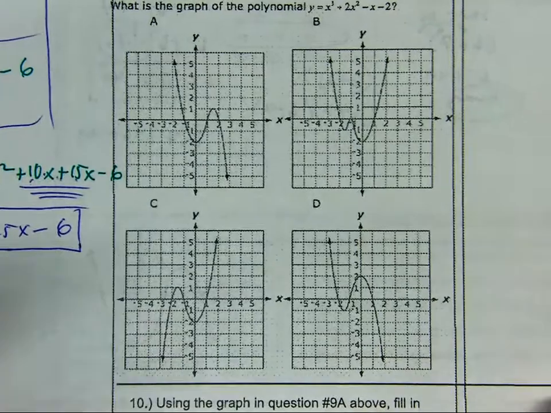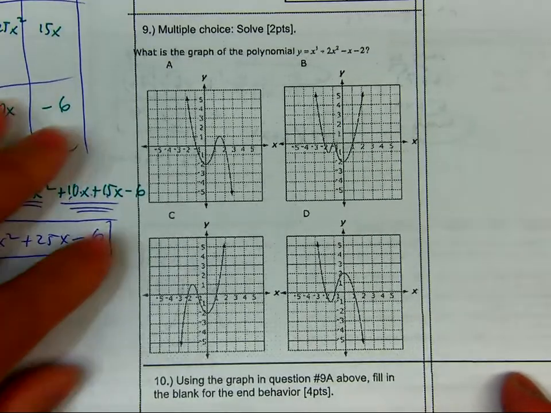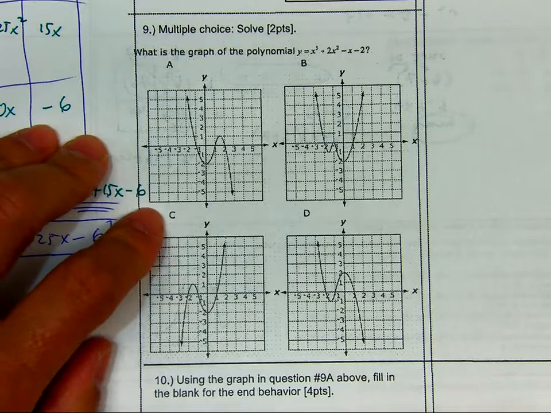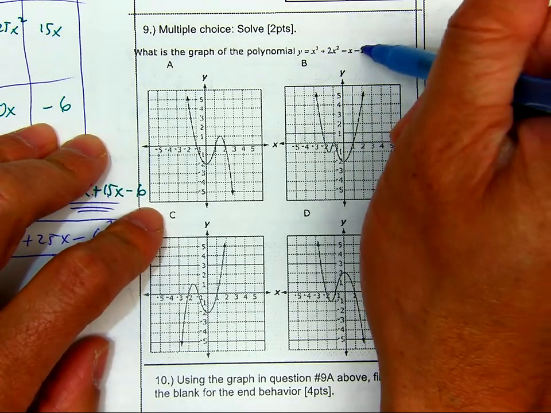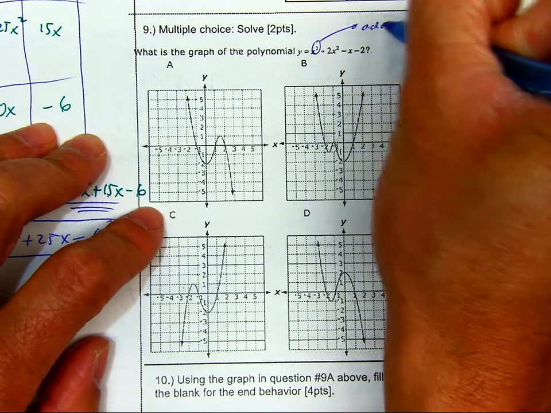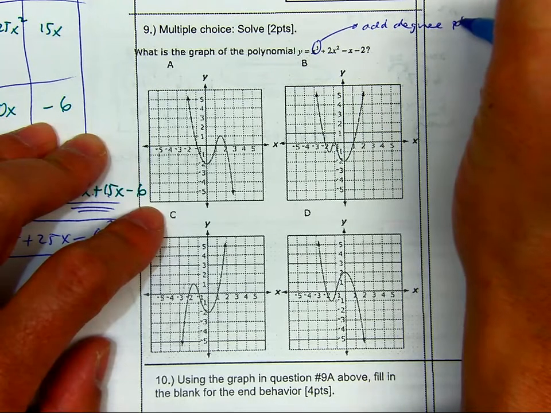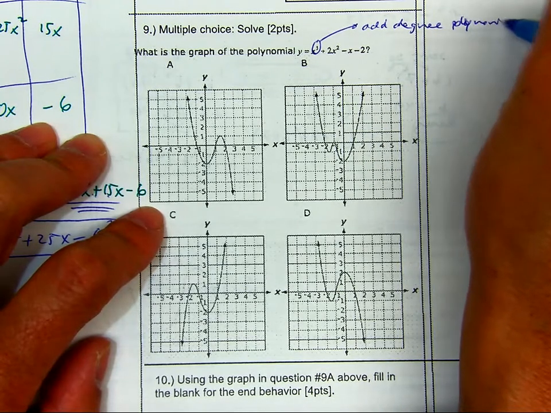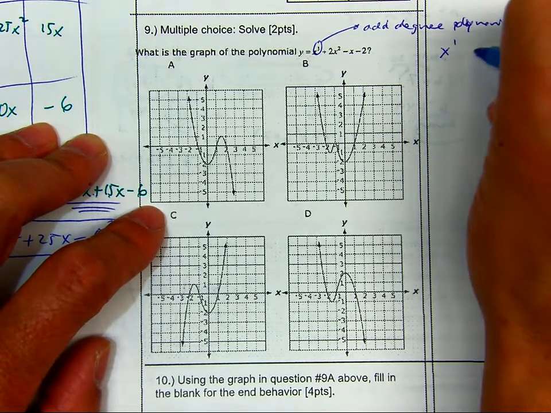Question number 9, multiple choice. What is the graph of x cubed plus 2x squared minus x squared minus x minus 2? So here, this is an odd degree polynomial. The easiest odd degree polynomial we know is x to the first, and it looks like this. Starts down, ends up.